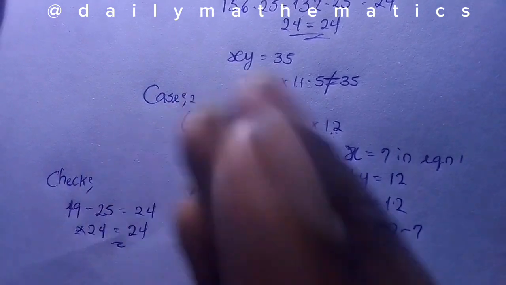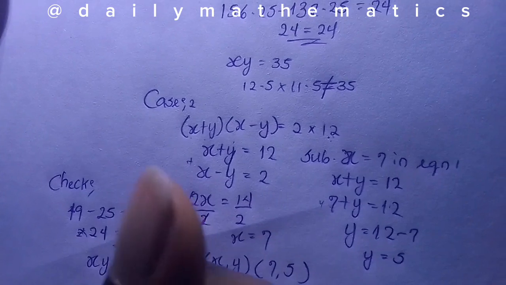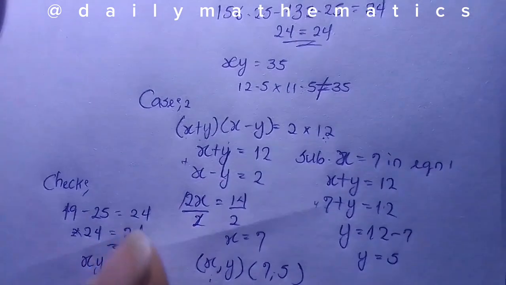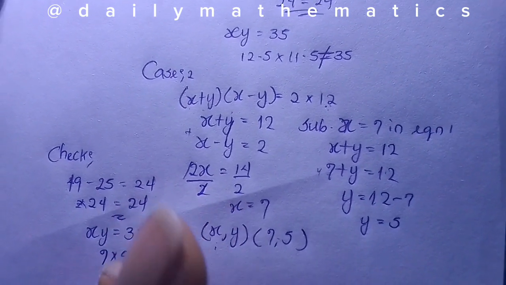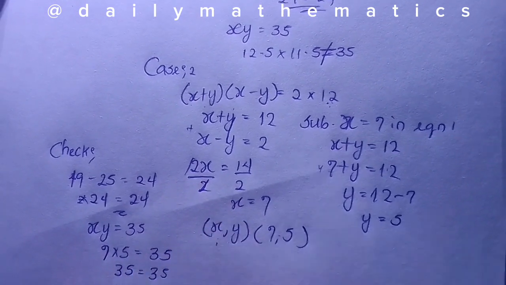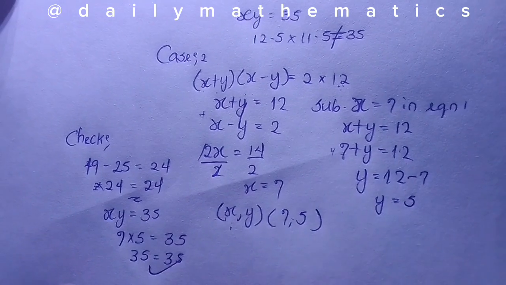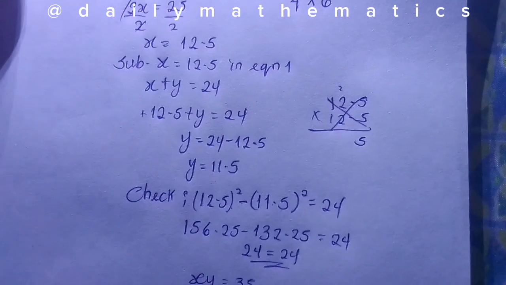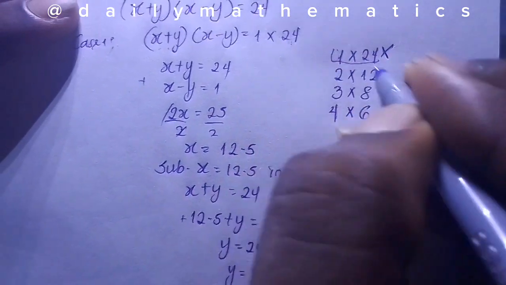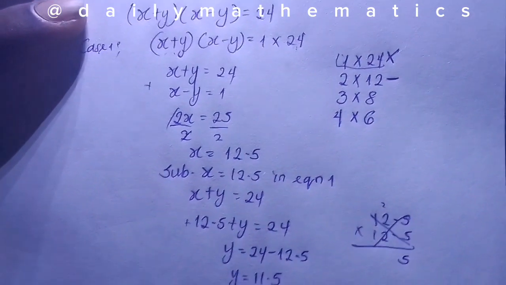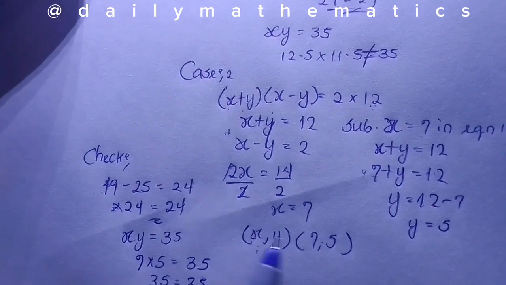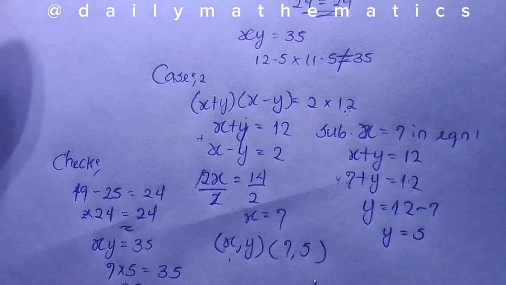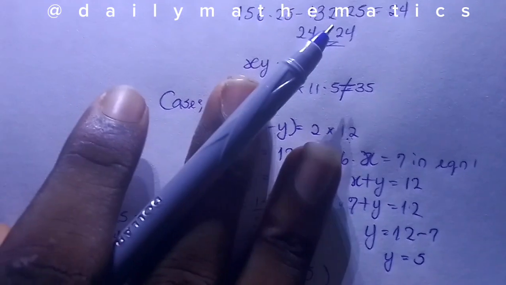So for the second equation that says xy equals 35, x is 7, y is 5. Does it equal 35? 7 times 5 is 35, equals 35, right? So it is correct. That means these two factors have proven to us and confirmed that it is correct. So our answer for x and y is 7 and 5. That is our answer. But let's check other factors.